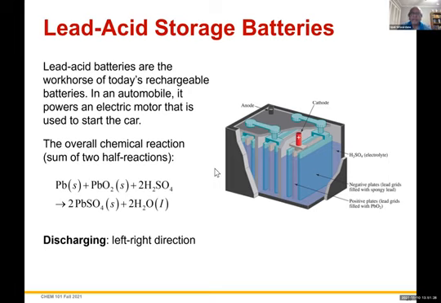Car batteries are corrosive. Therefore, you have to be careful when you handle them. There's acid in it.